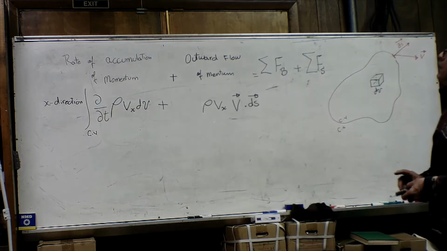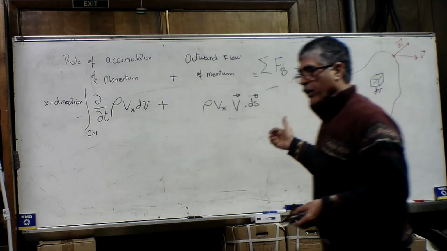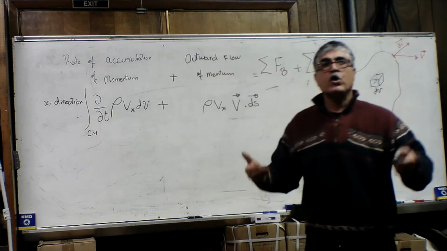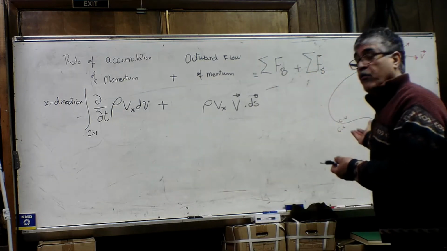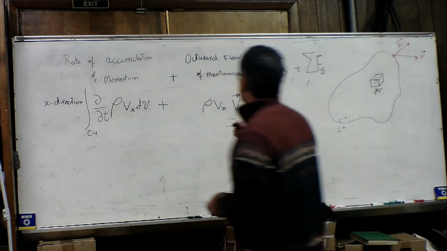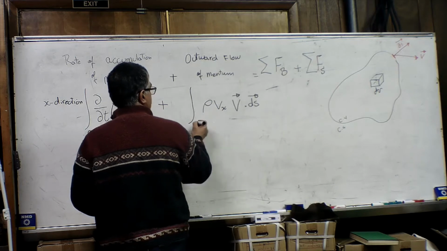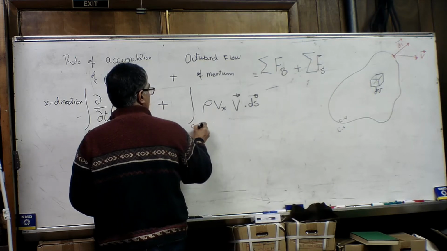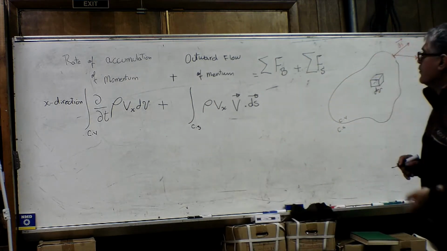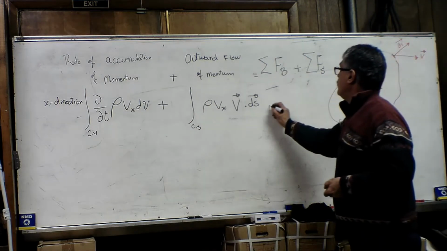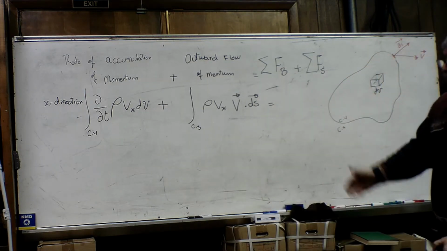So this is the outward flow of momentum from that differential surface. In order for us to find the outward flow of momentum from the entire surface of our system, we have to take the integration over the entire surface of our system. This is equal to the summation of all body forces.